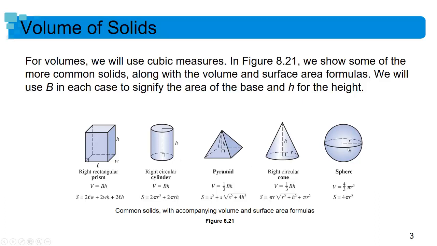And then of course the sphere is just different from everything. And that's just 4/3 pi r cubed. And then of course your surface area is 4 pi r squared, which again is the derivative of this, just like circumference is the derivative of area, surface area is the derivative of volume. Kind of nice how that works with circles.